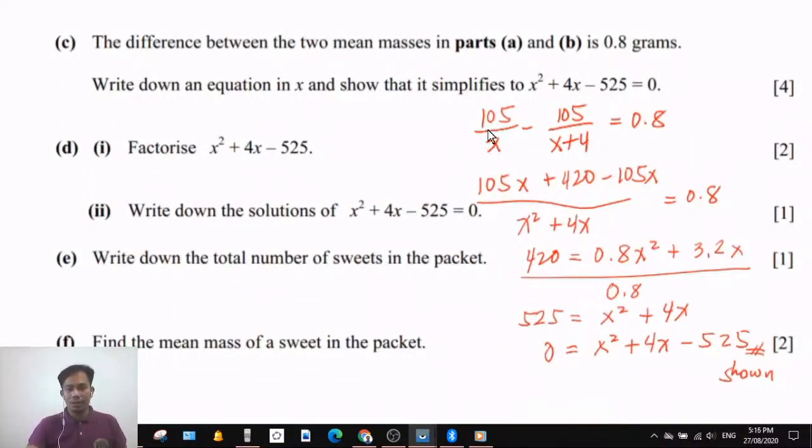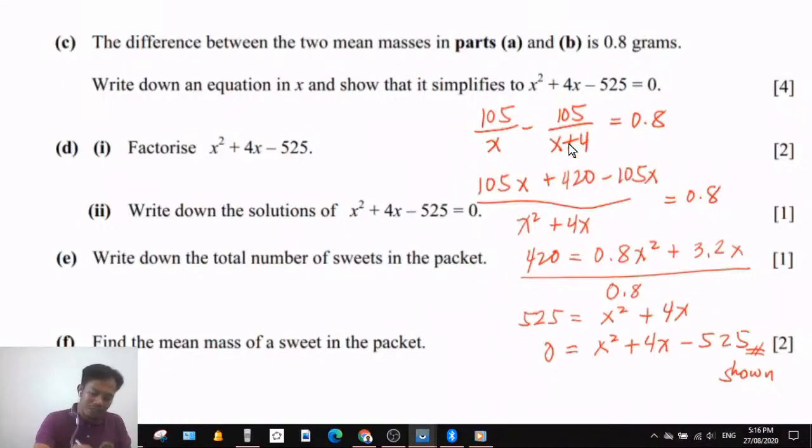Okay, you notice 105 over x minus 105 over x plus 4. Okay, it cannot be 105 over x plus 4 first before subtracting 105 over x. Okay, 105 over x is larger than 105 over x plus 4.